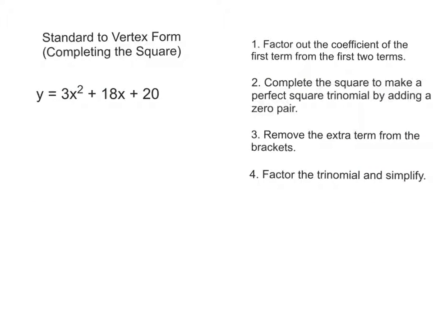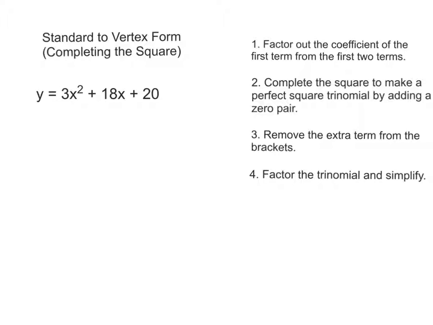What we want to do is take a quadratic function that's in standard form and change it into vertex form. That process is called completing the square. I have the steps here of how to do it, and I have an example. We're going to go through it step by step. And you're going to have to probably see a couple of examples before it really makes sense, but you'll figure it out.